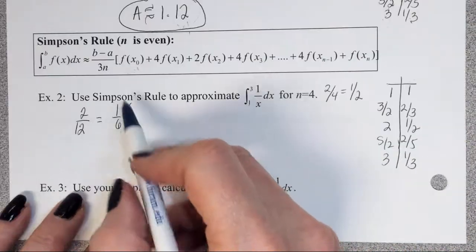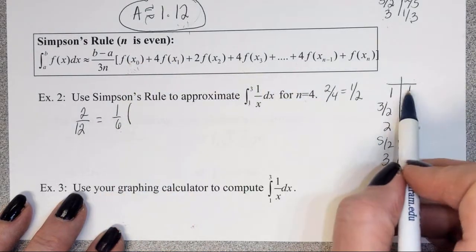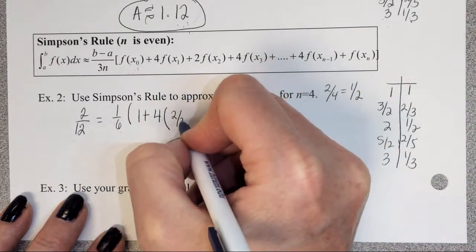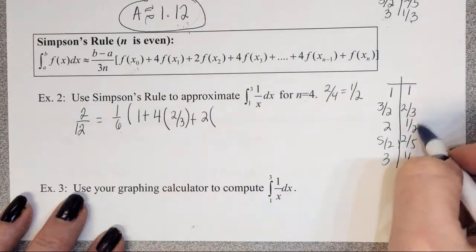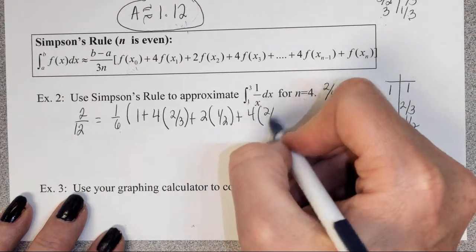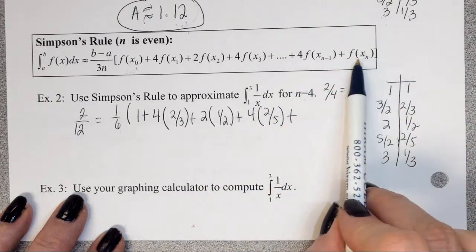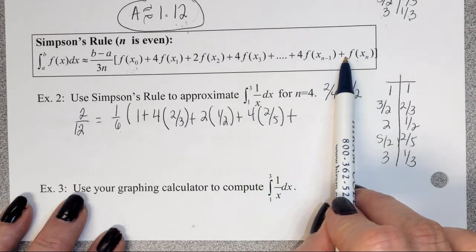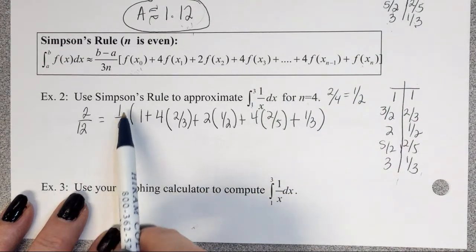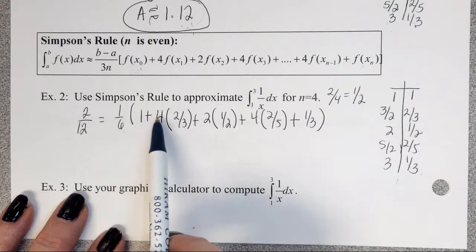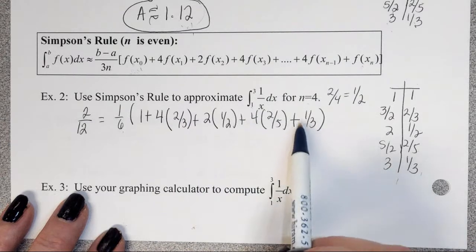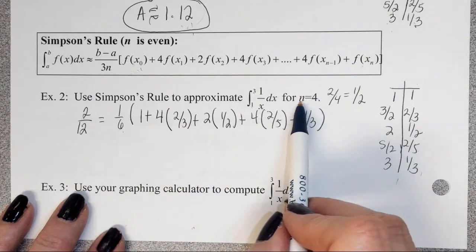All right, so I've got the 1/6. So now it says I have to do my initial y value, which is 1, plus 4 times my next one, which is 2/3, plus 2 times my next one, which is a half, plus 4 times my next one, which is 2/5, plus, now look, the last one, do I use any coefficient in front of the last one? Nope. So it's just going to be plus 1/3. So see the pattern for Simpson's, how it goes, the coefficients 1, 4, 2, 4, and it would keep going that pattern, 4, 2, 4, 2, 4, forever, depending on how many n's you have.